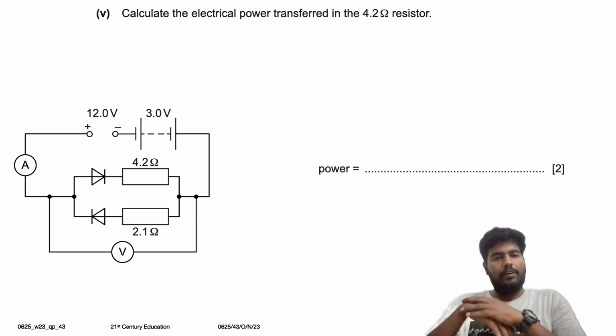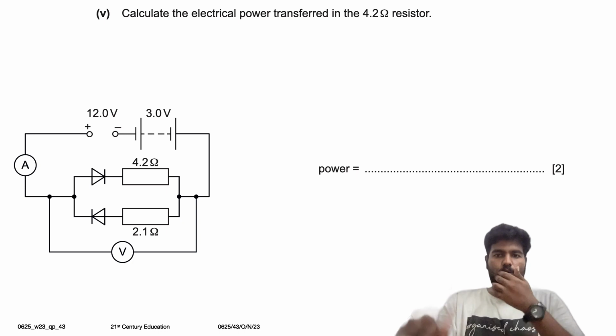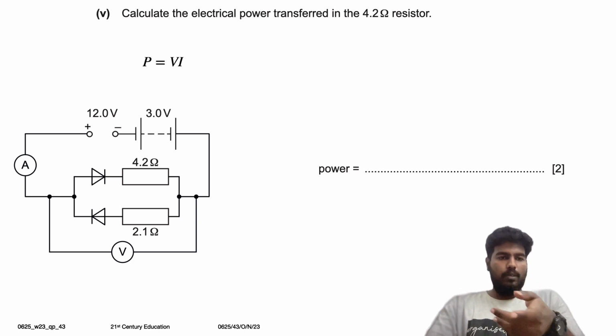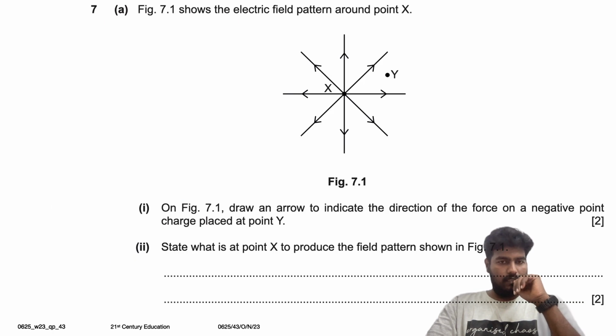Next part of the question: calculate the electrical power transferred in the 4.2 ohm resistor. What's power? Voltage times current is power. The voltage is 9 volt and the current is 2.1 ampere. If we multiply, we get 18.9 watt. We can round it up to 19 watt. You can calculate I squared R also; we'll get the same result.